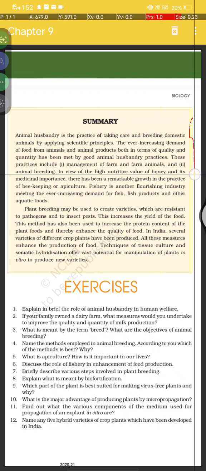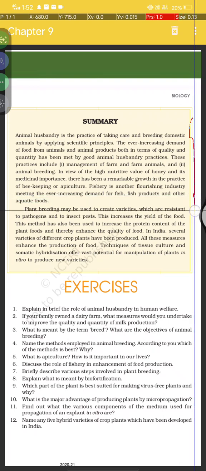In view of the high nutritive value of honey and its medicinal importance, there has been remarkable growth of the practice of beekeeping or apiculture. Fishery is another flourishing industry, meeting the ever increasing demand for fish, fish products and other aquatic animals.